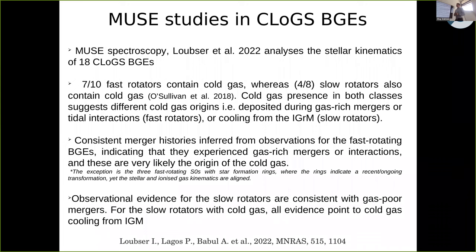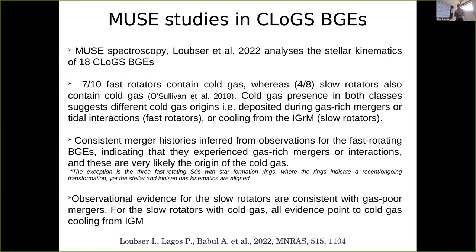Of course, another study has been performed by Ilani Lobser earlier this year with new spectroscopy this time, that analyzed BGEs. It has been found again that 7 out of 10 are fast rotators that contain cold gas, whereas 4 out of 8 are slow rotators, which also contain cold gas. So the cold gas presence in both classes again suggests different cold gas origins, deposited during gas-rich mergers or tidal interactions.